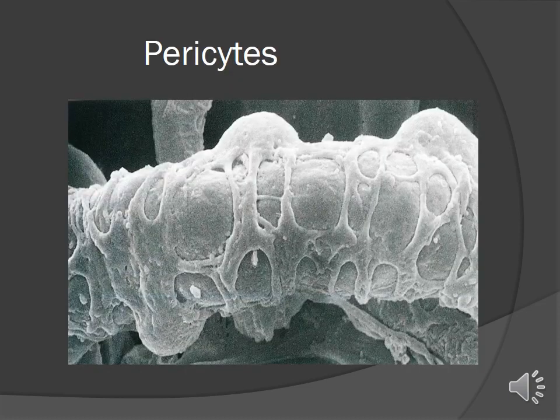This is an electron micrograph with a longitudinal section of a capillary. We can see pericytes located outside the capillary and numerous branching cytoplasmic processes that surround the capillary.